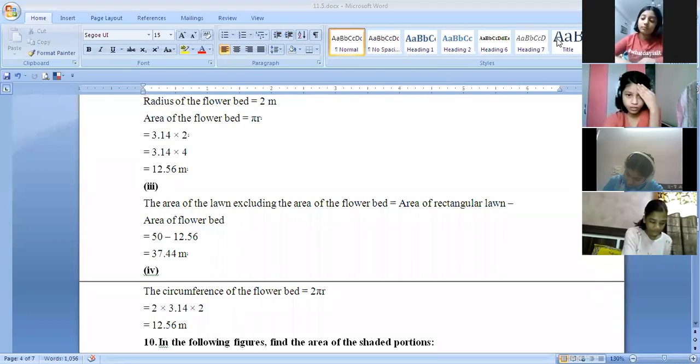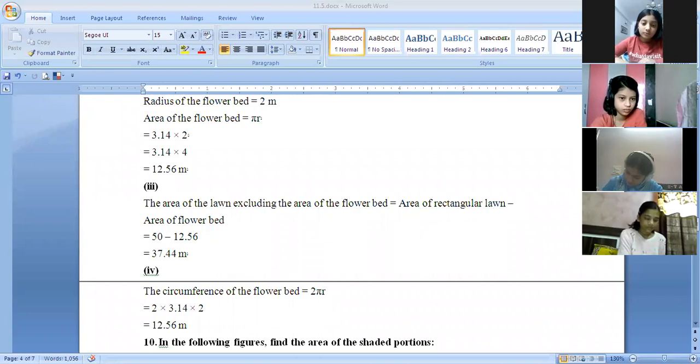So 12.56 meters will be the answer. Nobody will be putting meter square here. Answer will be in meters, because when you are taking out the circumference, the answer will be in meters, okay? Area will always be in squares.